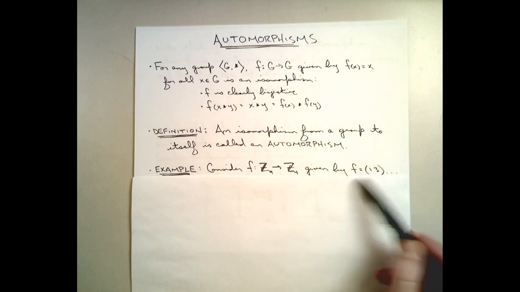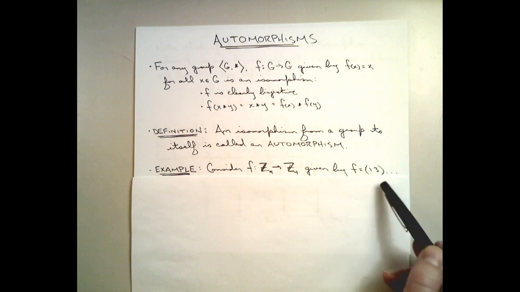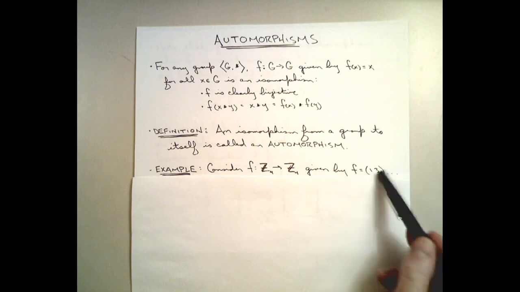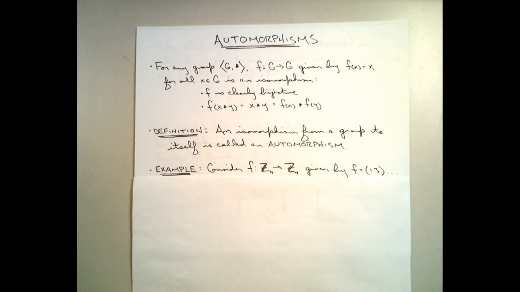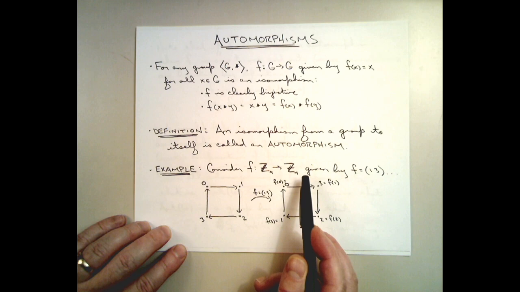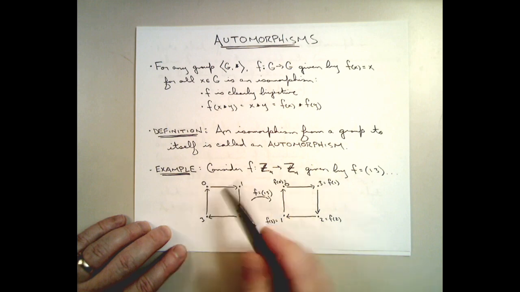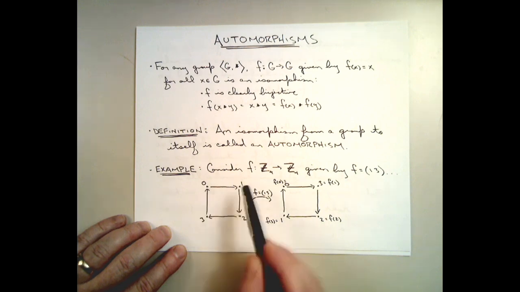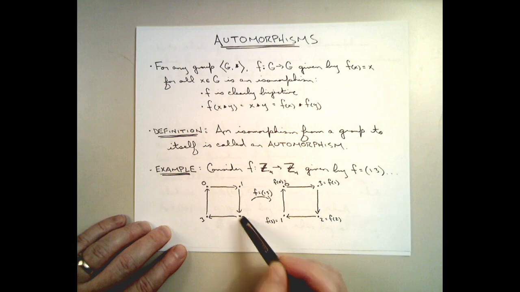The one I've picked is the one that interchanges the numbers 1 and 3. So let's let F be the function that sends 0 to itself, sends 1 to 3, sends 3 to 1, and sends 2 to itself. I've drawn a couple of Cayley graphs that represent Z4. The first one is the traditional one, where I'm using an arrow to mean add 1. So 0 plus 1 is 1, add 1 again, I get 2, add 1 again, I get 3, add 1 again, I get 0 in our mod 4 addition.